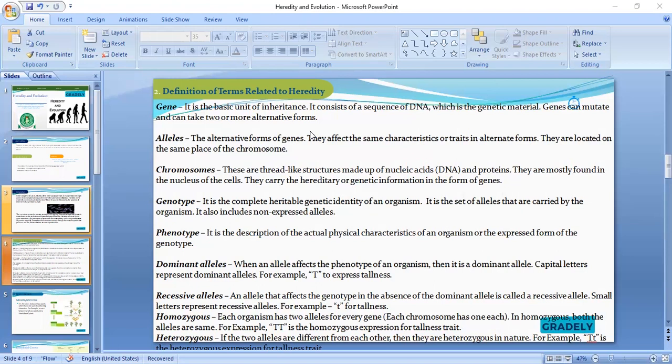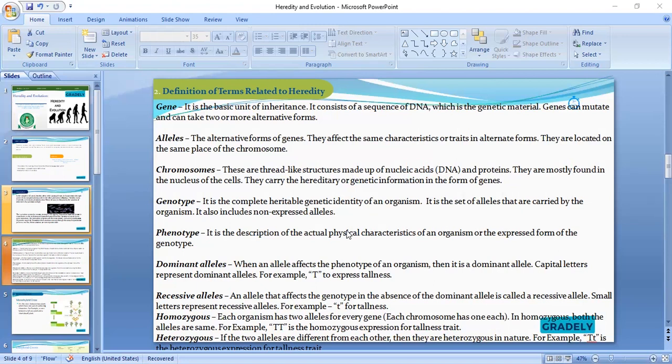So that is it. Now let's look at dominant alleles and recessive alleles. Now we said that when an allele affects the phenotype of an organism, then it is dominant. Are you getting it? It is represented with a capital letter. Recessive, we said that when it affects the phenotype in the absence of a dominant allele, it's called the recessive allele. Let me explain.